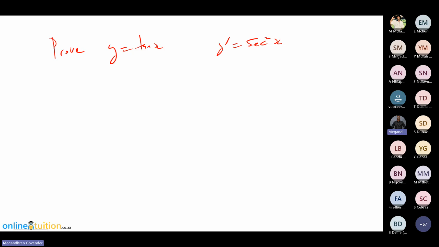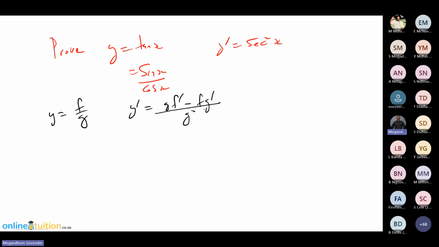Think about it: what is tan x? I always told you, can we write tan x as what? Sine x over cos x. That's right. So now you pull in what? If you've got y is equal to f over g, then y prime is g f prime minus f g prime all over g squared.